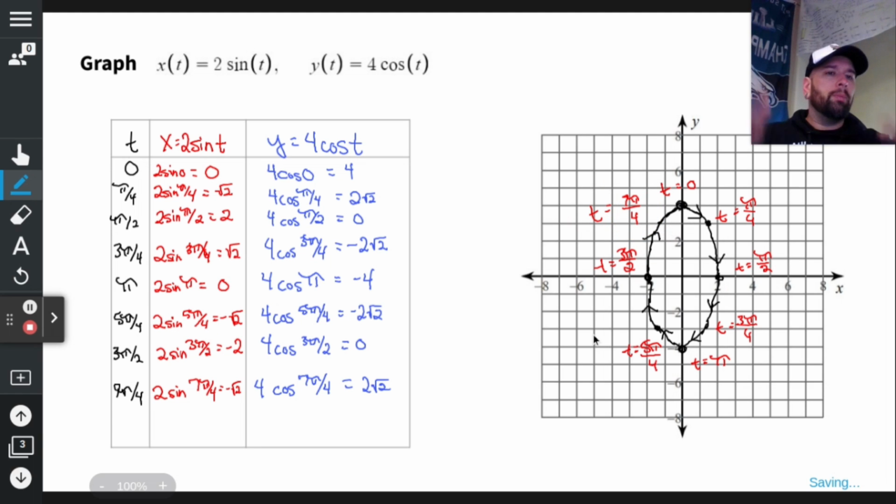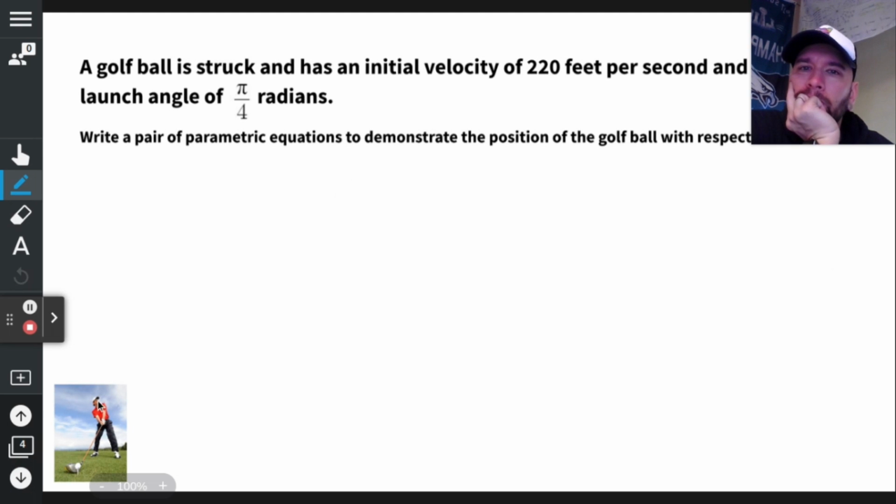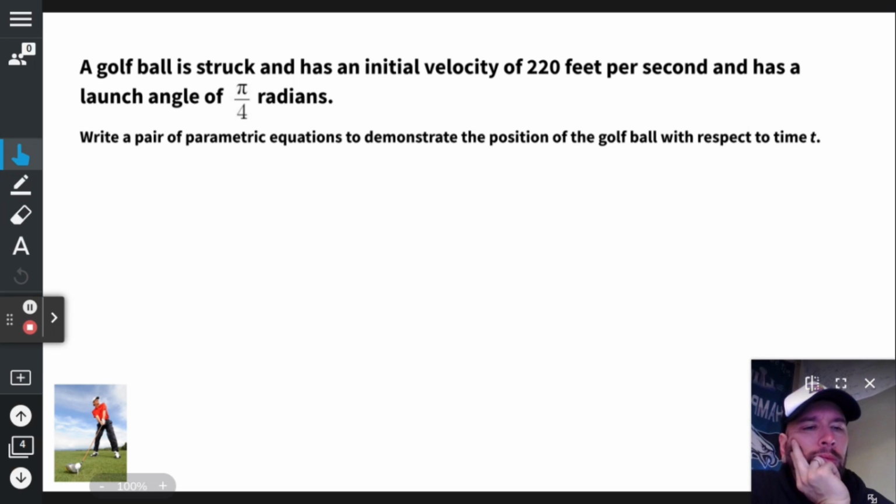Parametric. Parametric, more like pair of equations. Oh. All right, let's move my face again. All right.